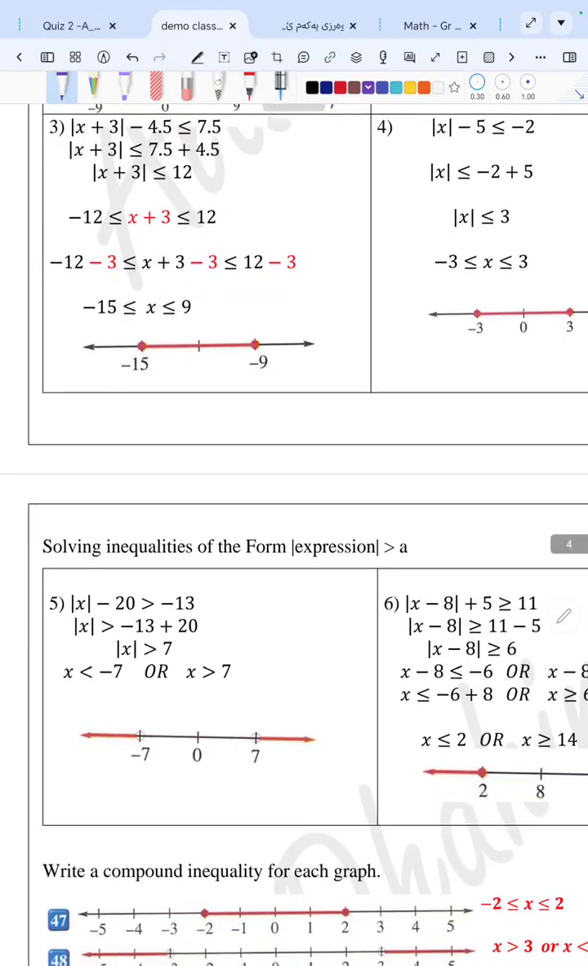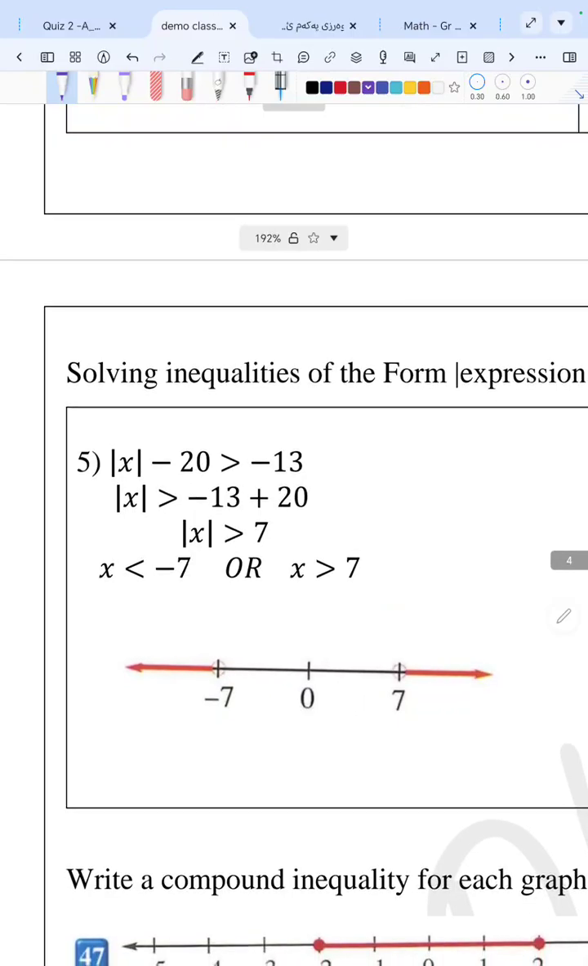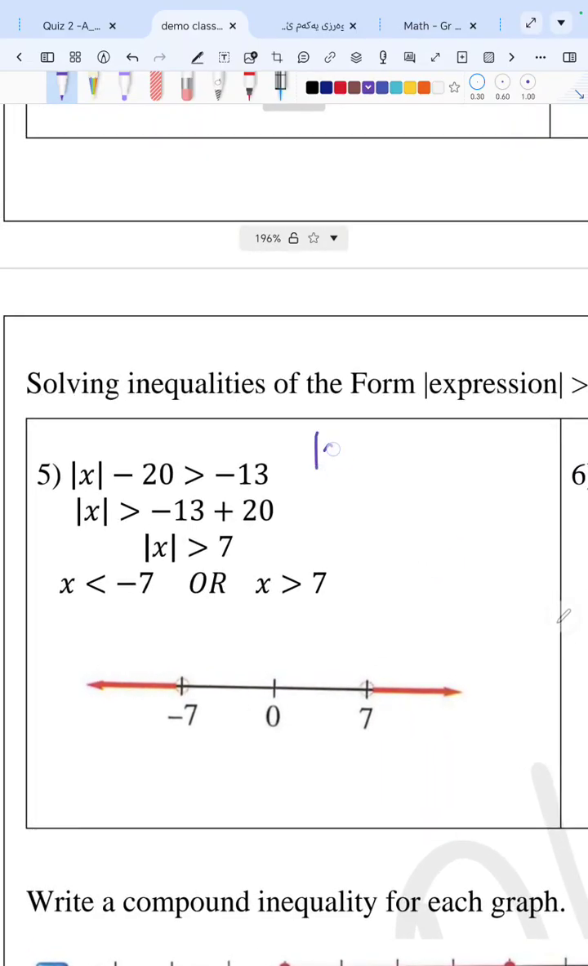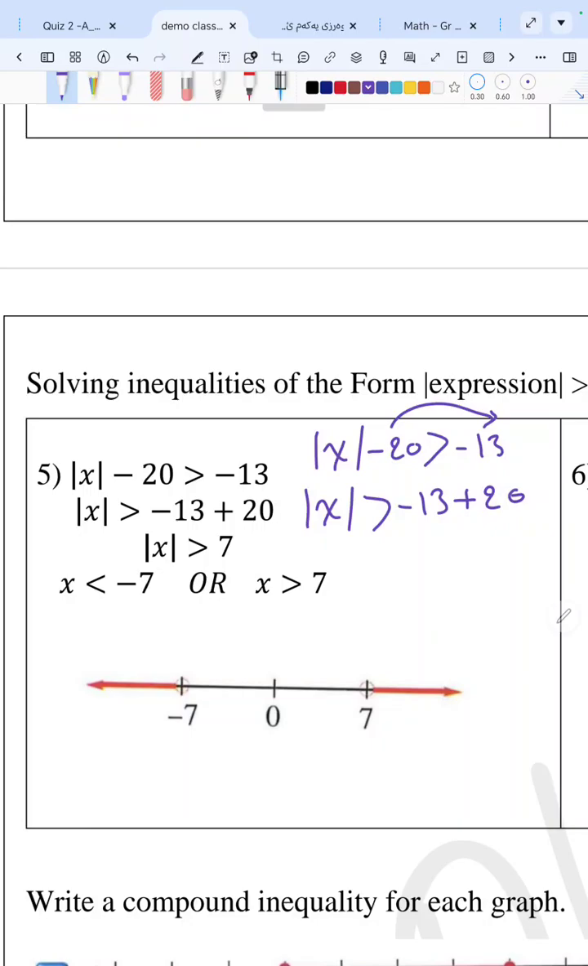Let's solve an example about or. The absolute value of x minus 20 is greater than negative 30. Move 20 to the other side. It's negative, it will be positive. So negative 30 plus 20. Now, can I decide it's or it's and? Still no. And the absolute value of x is greater than 2.